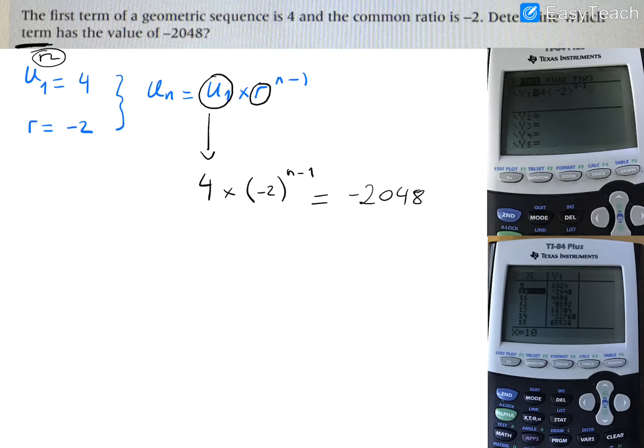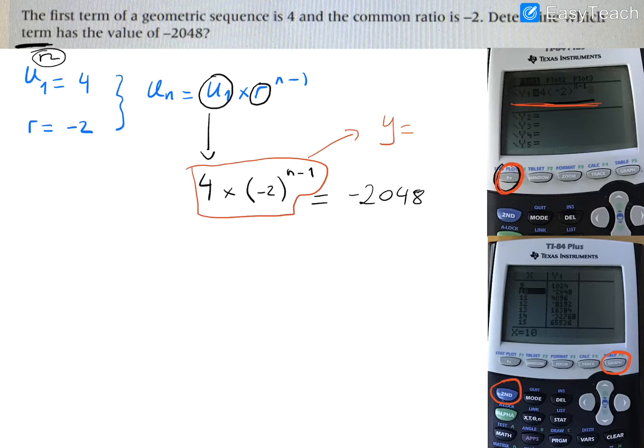So here, my recommendation is to use your TI. Go to your y equals, this one here. Put this down into your y. So y equal to, put this down there, as you see here. And once you put it down, the next thing is to press second and graph.